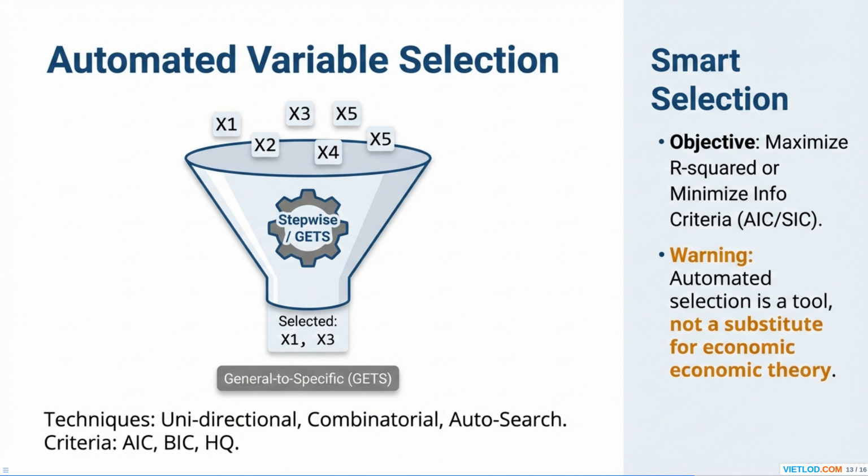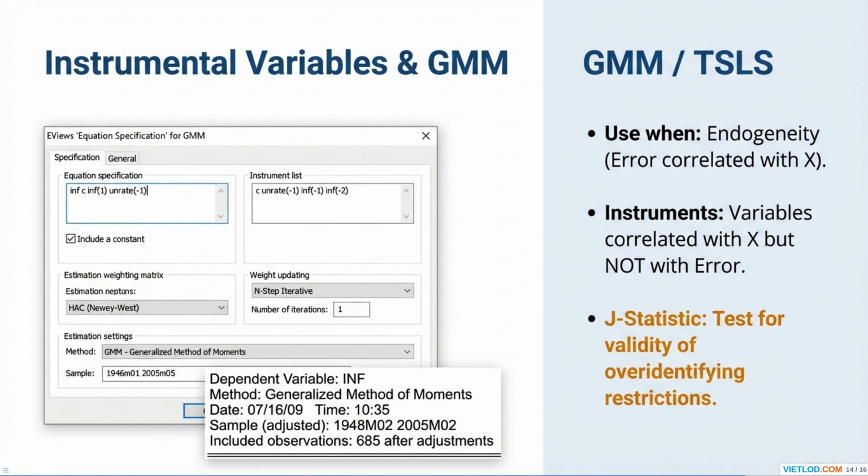However, it's crucial to heed this warning. Automated variable selection is a statistical tool to aid your analysis, not a replacement for sound economic theory. Relying solely on these methods without theoretical justification for the chosen variables can lead to spurious results in data mining. Always ensure your selected variables are theoretically grounded. This process helps us choose the right X's for our models. But what if one of those X's has a more fundamental issue, such as endogeneity?